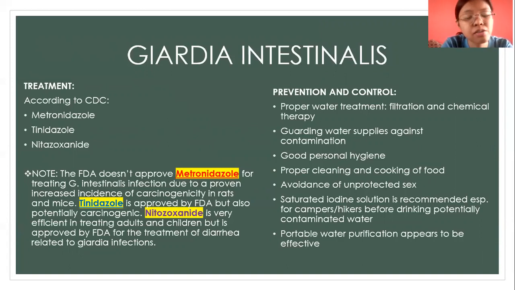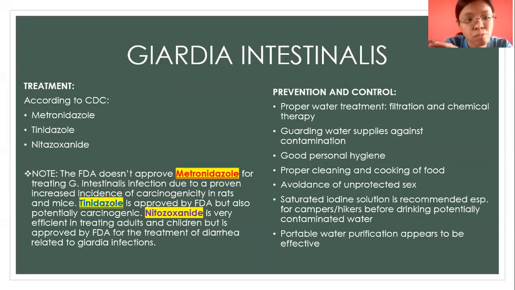So, prevention and control: proper water treatment. Dahil ang ating cyst ay kaya mag-survive sa chlorine, kailangan po magkaroon ng filtration and chemical therapy. Then, guarding water supplies against contamination. Siyempre, dapat merong good personal hygiene, proper cleaning and cooking of food, avoidance of unprotected sex. Saturated iodine solution is recommended especially for campers or hikers before drinking potentially contaminated water.